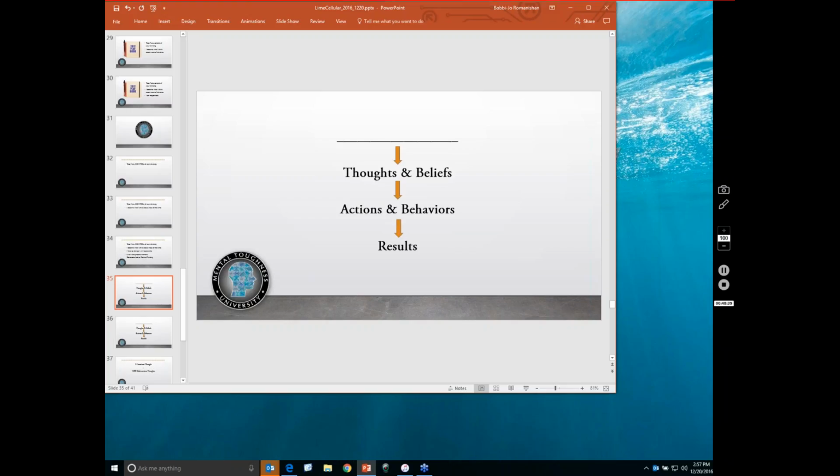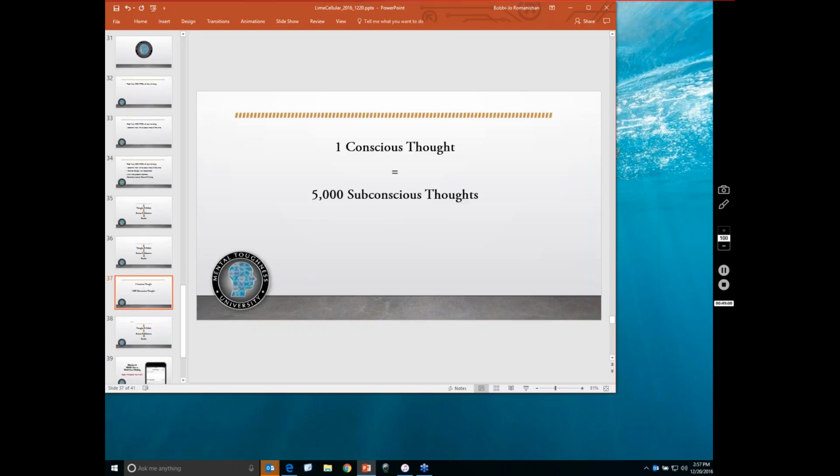Our subconscious minds are one big feedback loop of the conscious thoughts that have already been sent to it. Which means, friends, garbage in, garbage out. Good stuff in, good stuff out. How are you talking to yourself? What are you feeding your mind? I become what I think about most of the time. And this is why we say that mental toughness is so very important. Every single conscious thought you have, well, there's 5,000 other subconscious thoughts behind it.